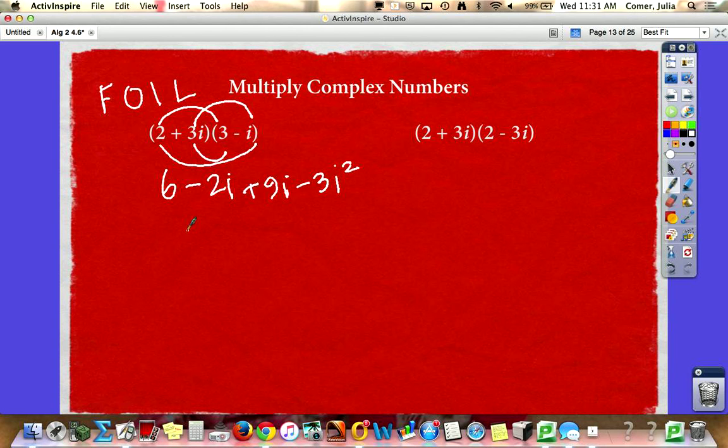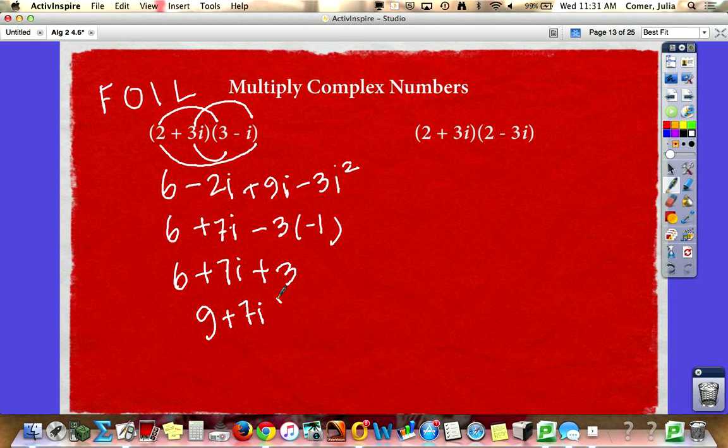Okay, so let's simplify and combine what we can. I've got a 6 here, a +7i here, and then -3i squared. Well, that's -3 times -1. So that's really 6 plus 7i. Well, -3 times -1 is a +9. Or sorry, not a +9. Go back, undo. Sorry, a +3. And when we combine our 6 and our 3, we've got a 9. So 9 plus 7i. So pause the video for a second and try this one on your own.